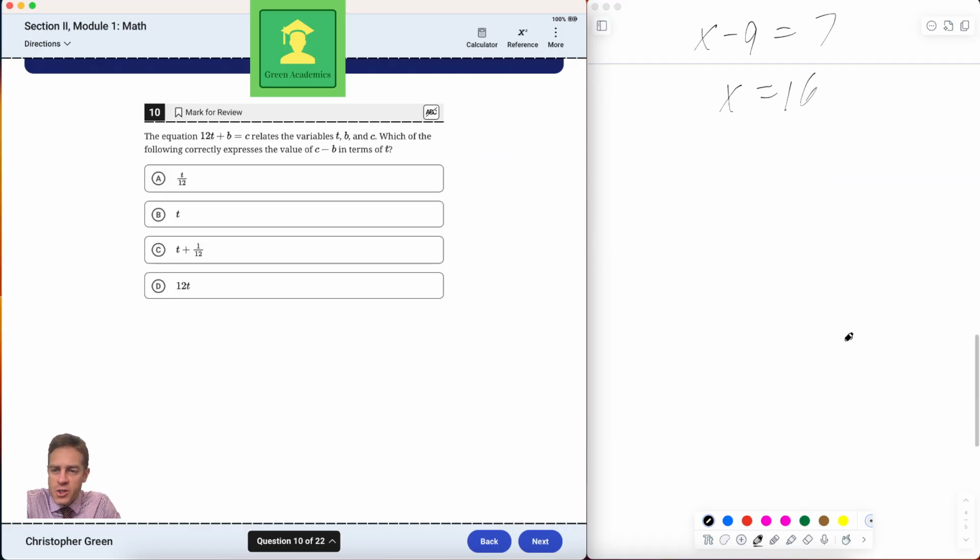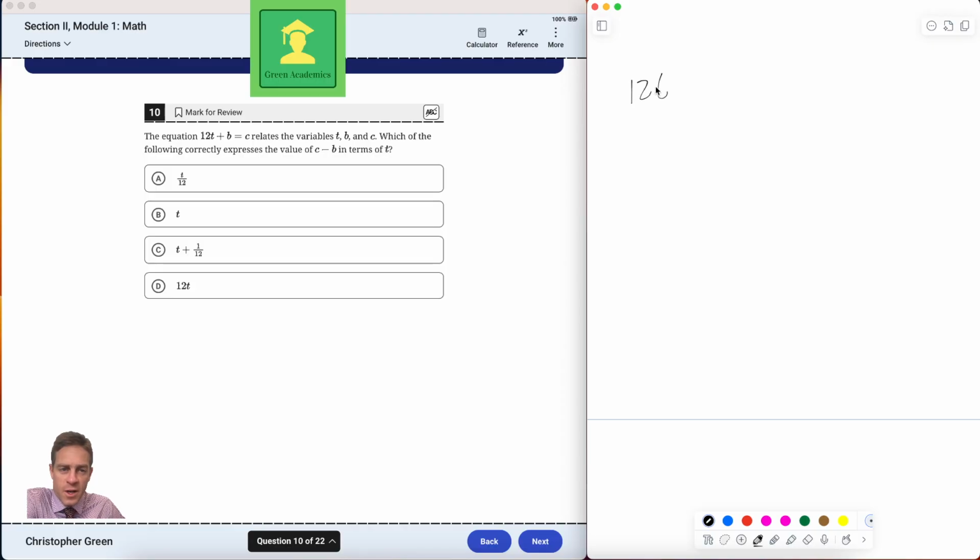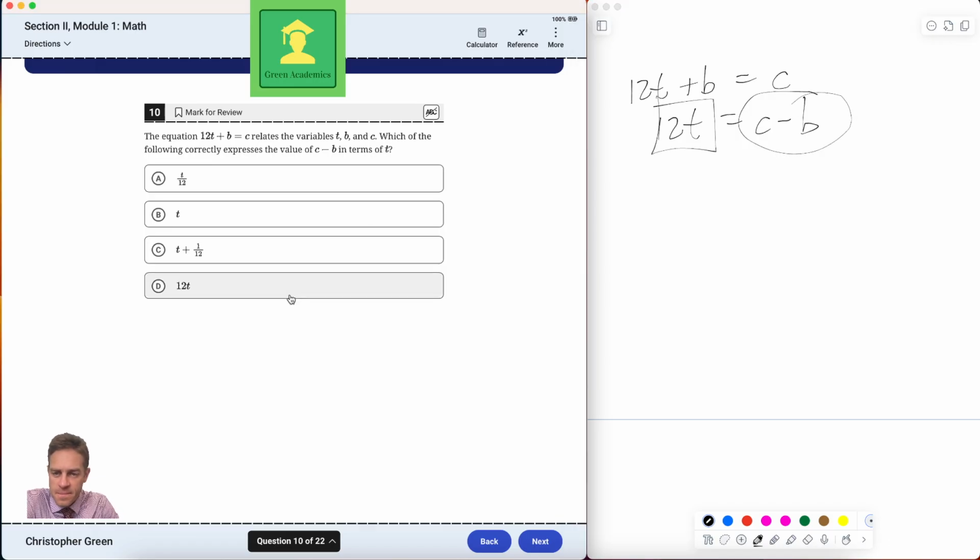The equation 12t plus b equals c relates the variables t, b, and c. Which of the following correctly expresses the value of c minus b? Well, all you have to do is switch the b as in boy to the other side. So if you leave the 12t here and you put this on the other side, then you literally have what it's asking about, which just is this.